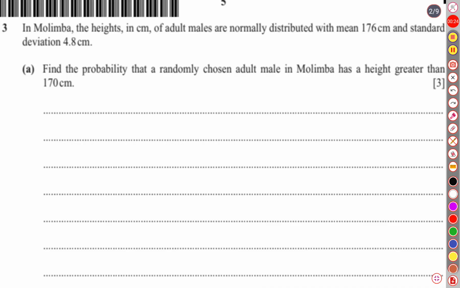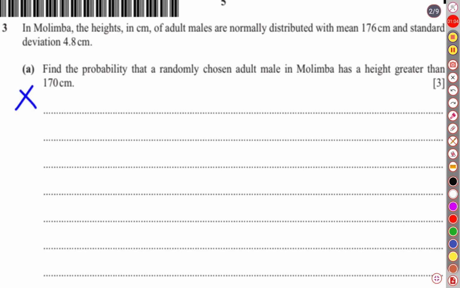In Molimba, the heights in centimeters of adult males are normally distributed with mean 176 centimeters and standard deviation 4.8 centimeters. Find the probability that a randomly chosen adult male in Molimba has a height greater than 170 centimeters. The question is very explicit that we will have to apply the normal distribution concept. So let's start our solution.